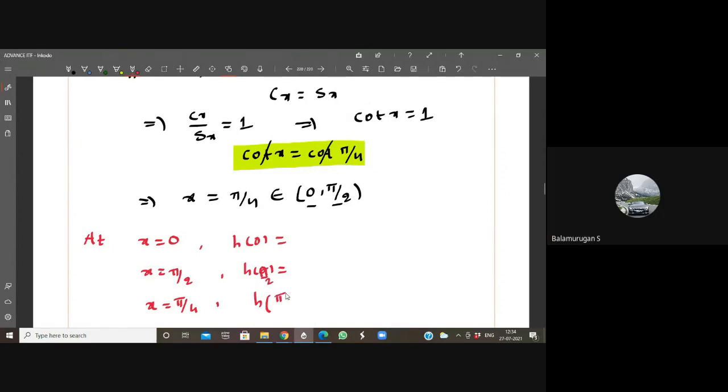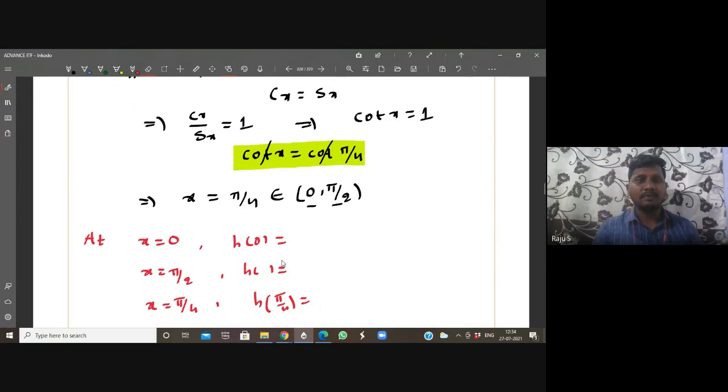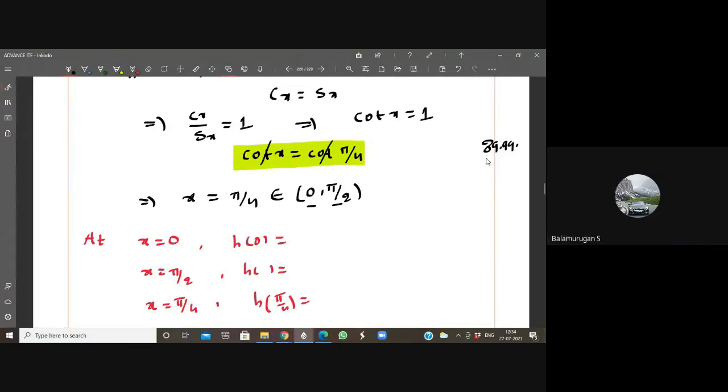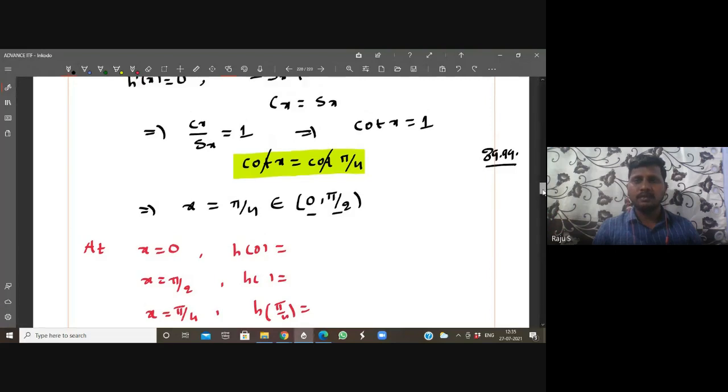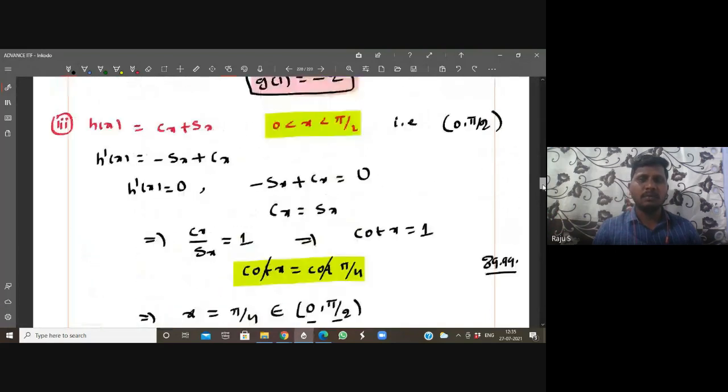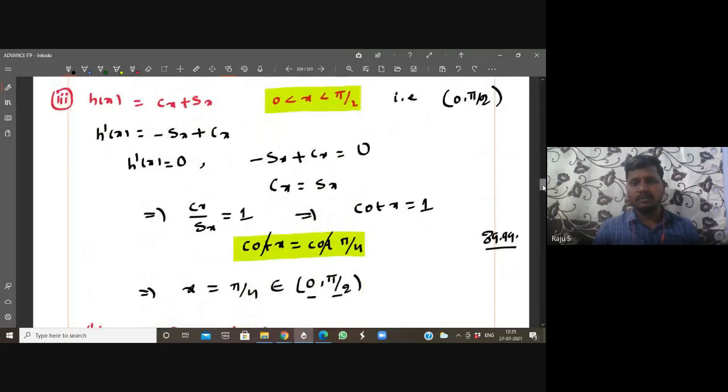Sir, in the given question, 0 and pi by 2 are not included in the interval. Even though you can find them, because they're asking the maximum value, it will be almost 89.999 up to which we can take, but we can take 90 also. This is an open interval, we should not include the endpoints, but even though you can find those values.